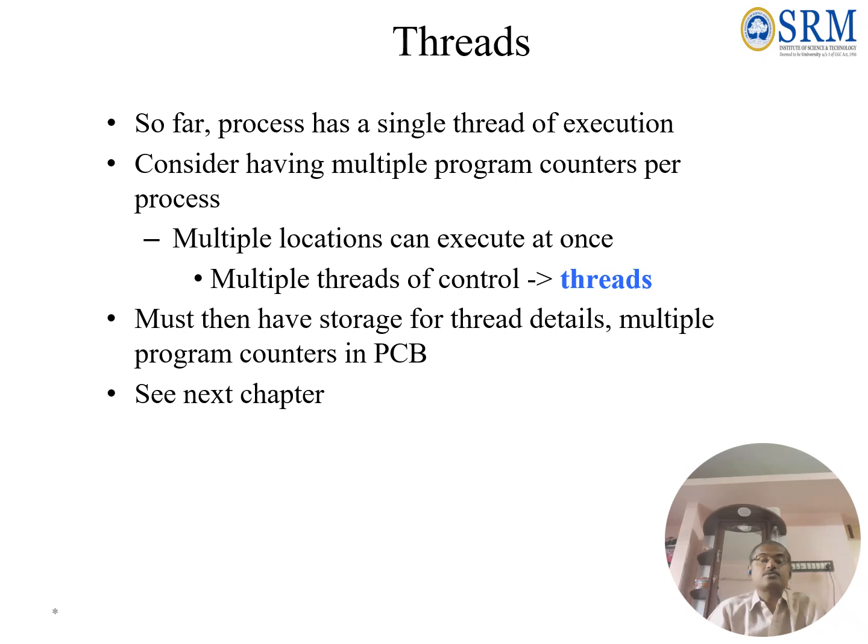Then threads. So you have to know about threads. What is a thread? A process has a single thread of execution. Consider having multiple program counters per process. If you have multiple PCs for a process, multiple locations can execute at once, at the same point of time. Multiple threads of control will be there. We must then have storage for thread details, multiple program counters in the PCB. So everything has to be stored in the PCB.